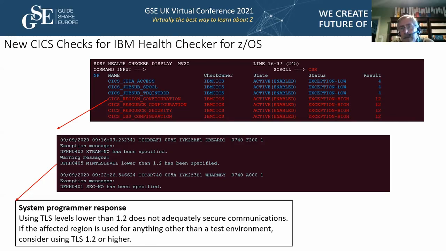And then it's got a warning message. This is not as severe, but is a recommendation that the minimum TLS level should be higher than the level that it's set to. So a level lower than 1.2 has been specified. Associated with those messages, there's obviously help in the IBM docs describing in more detail what you need to do and what the problem is.